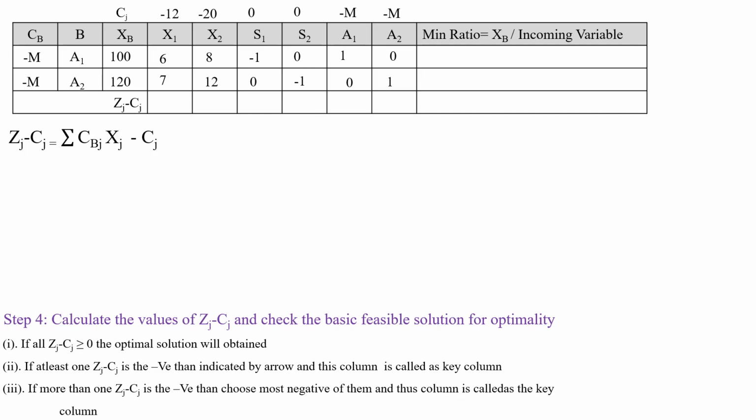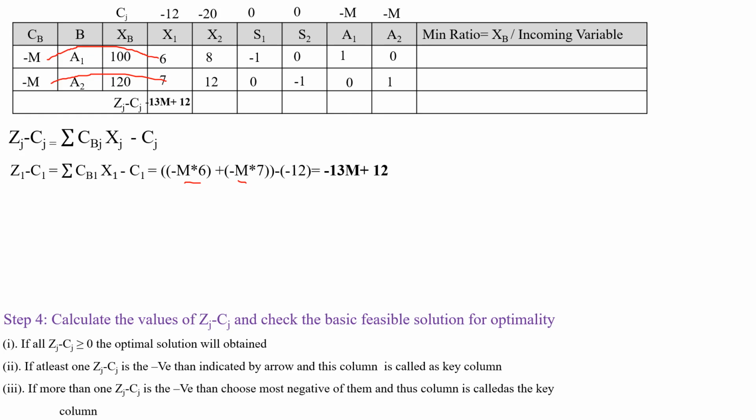So first we have to calculate the Zj minus Cj values for all the variables. Here Zj is the summation of multiplication of Cb and Xj. So first, to calculate the Zj minus Cj for the x1 variable, which is Z1 minus C1. Z1 minus C1 is minus M into 6 plus minus M into 7 minus of minus 12. So it is minus 6M plus minus 7M plus 12. So it is minus 13M plus 12.